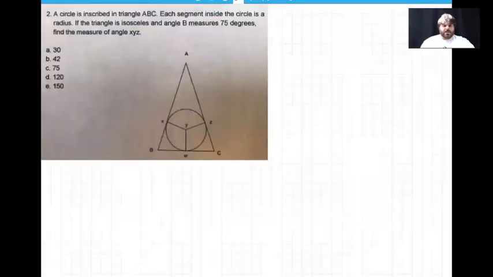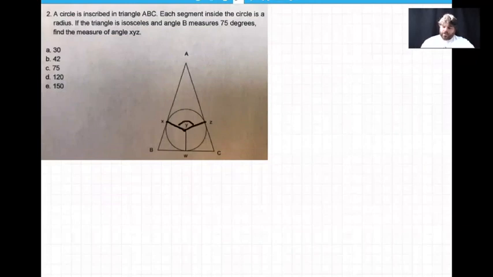All right, a circle is inscribed in triangle ABC. Each segment inside the circle is a radius. If the triangle is isosceles and angle B measures 75 degrees, find the measure of angle XYZ. So it's asking for angle XYZ, which is this angle right here.